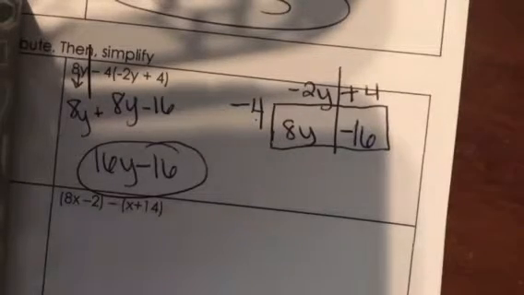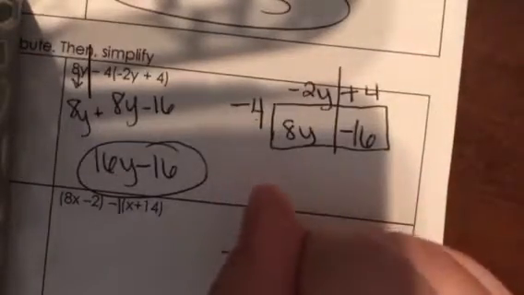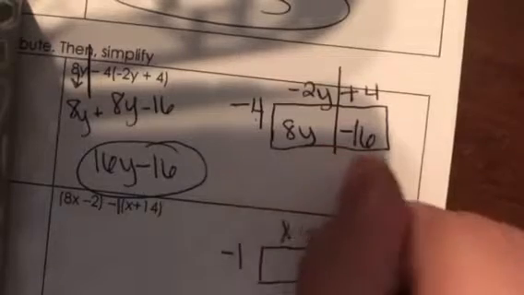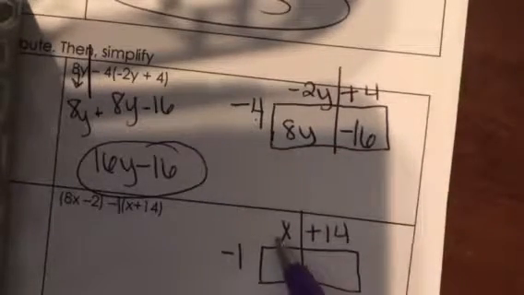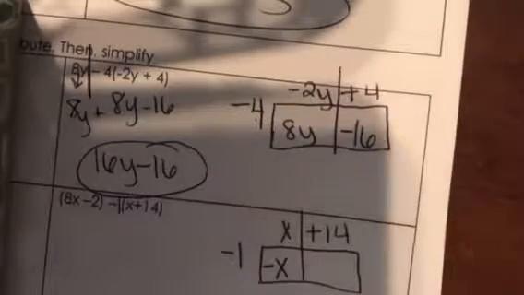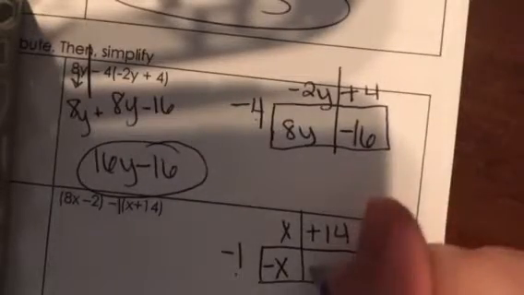All right, remember we talked about distributing a negative 1. Here you have negative 1 times an x plus 14. A negative 1 times 1x is going to be a negative x. Negative 1 times a positive 14 is minus 14.